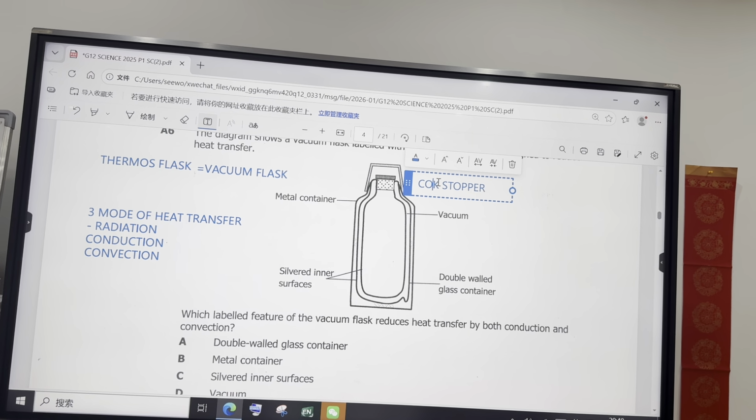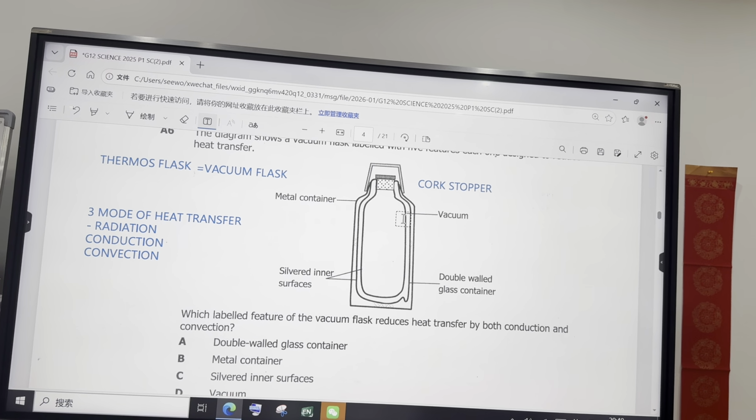It's a cork stopper. Okay. So this is mainly made of rubber or plastic, so usually this one is a bad conductor. It's a poor conductor of heat, so it prevents heat loss by conduction. It can also prevent heat loss by radiation, because heat can be moving upwards. By convection, it can also prevent heat loss by convection. Heat can be moving upwards, so it will prevent the heat loss upwards like that. Yeah, so it's a cork stopper.